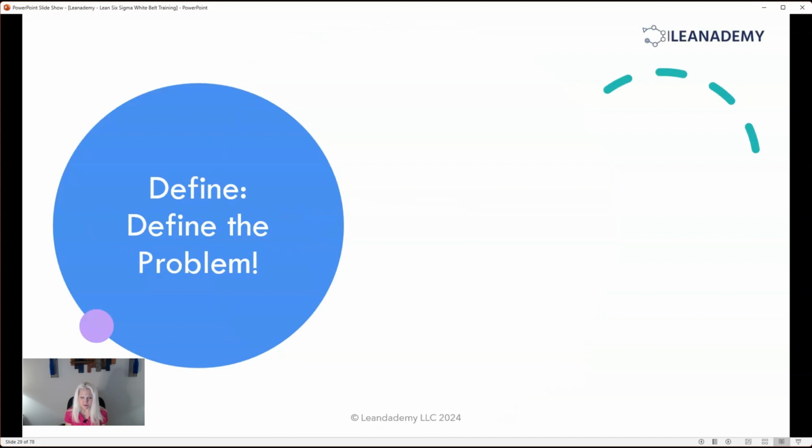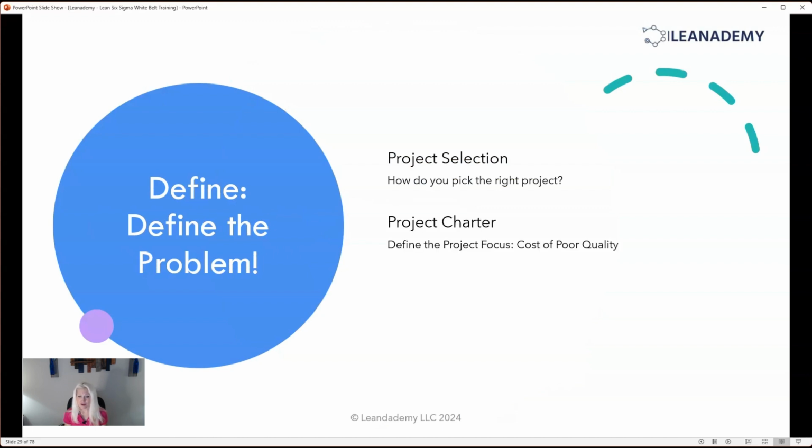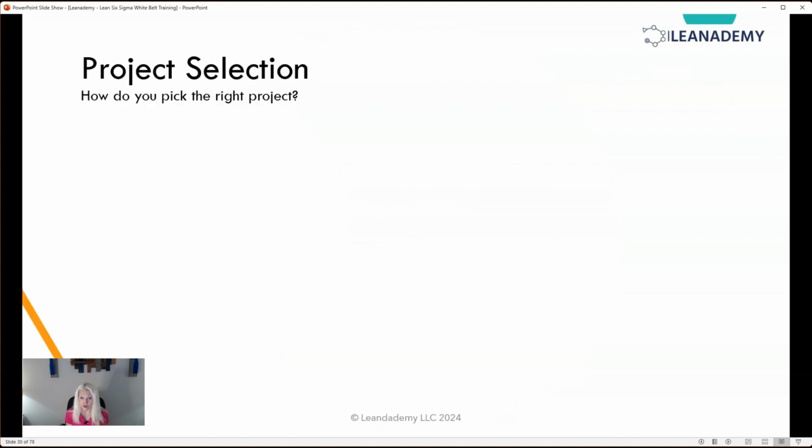So define phase, this is where we define the problem. So this is where we start. We're going to talk about project selection. How do you pick the right project? The project charter, define the project focus, right? And understand what the cost of poor quality is. And then we're going to talk about a side part, which is a high level process map. So it determines the start and stopping points of the project. So project selection, how do you pick the right project?